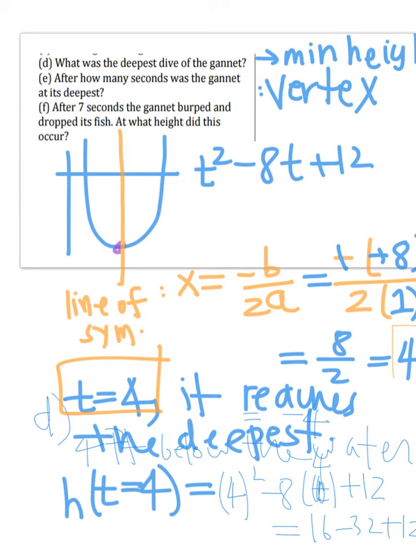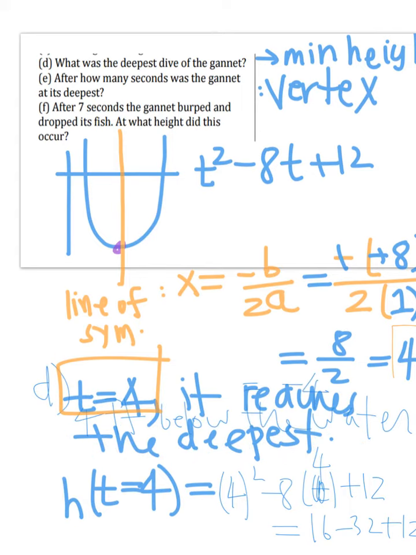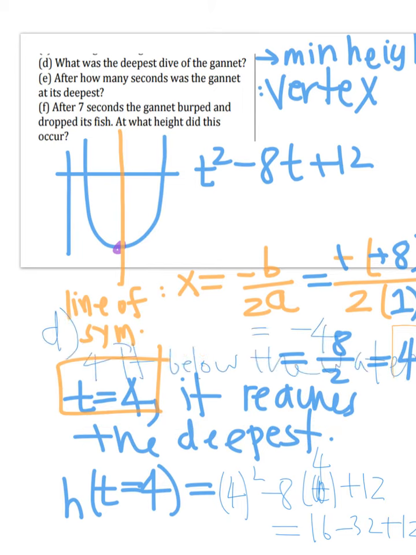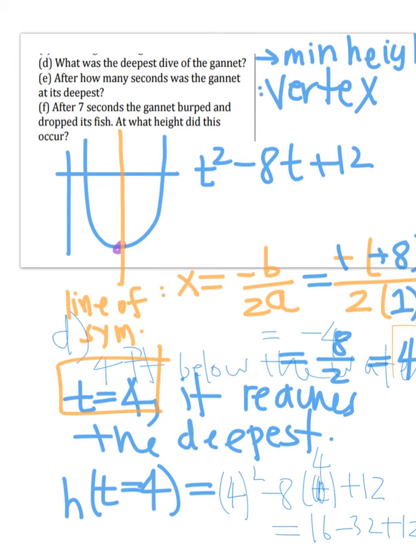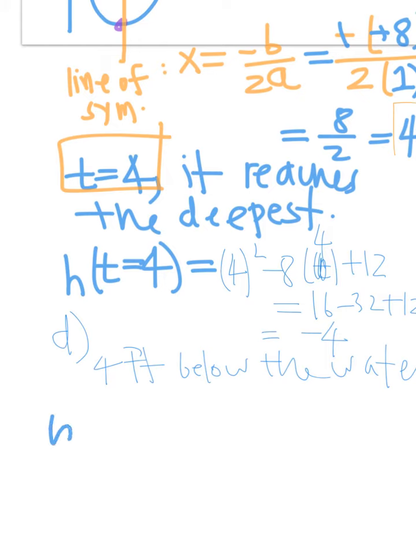After 7 seconds, the gannet burped and dropped its fish. At what height did this occur? So it's just asking, what's the height of the gannet at time 7? And it's a simple plug-in computation again. I'll show you how to do it, but I'm not going to actually solve it out for you. So you would just simply be plugging time equals 7 into the equation, and you'll be able to find the height.